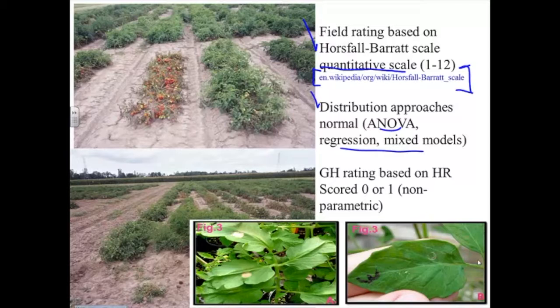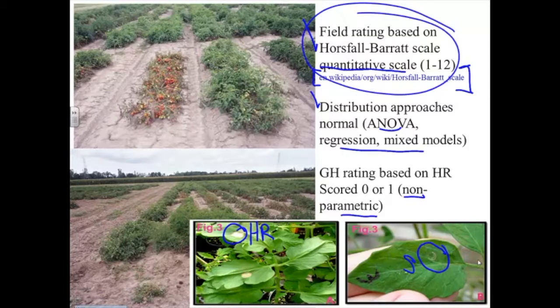In contrast, if you were scoring this in the greenhouse, we would be injecting bacteria directly into a leaf, and we would be scoring it on a non-parametric scale. Either we get a hypersensitive reaction, which is a resistant reaction, shown here, or we get no reaction or water-soaked lesion, which is a susceptible reaction, shown here. Okay. The data that we're dealing with is on this scale.